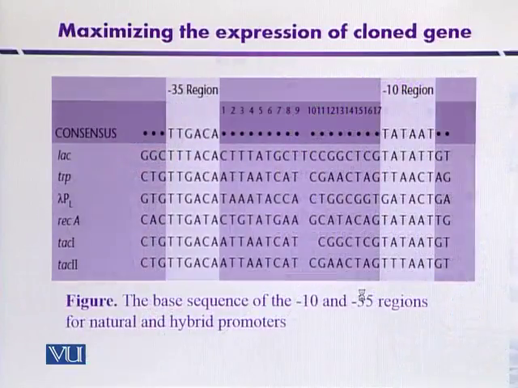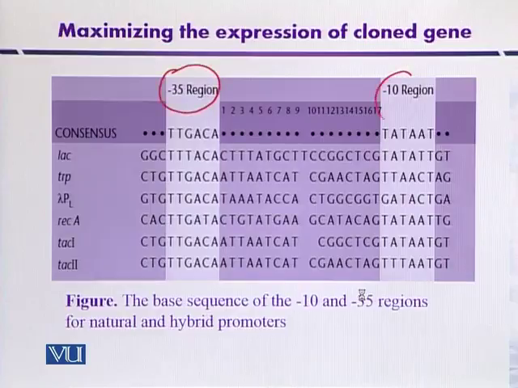Next, the consensus sequences of different types of promoters. As I told you, there is a -35 region and a -10 region, and this is the consensus sequence: TTGACA at -35 and TATAAT at -10. If the promoter has more homology with this consensus sequence, the promoter will be stronger.